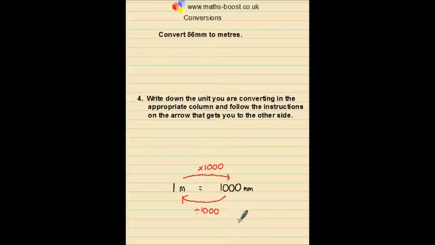Step 4 is to write down the unit you're converting in the appropriate column and follow the instructions on the arrow that gets you to the other side. So I need to divide 56 by 1,000. Now if this is a non-calculator paper, suddenly this isn't a conversions question anymore, it's a pen and paper arithmetic question. And this is a key difficulty with mathematics. One topic depends on another.